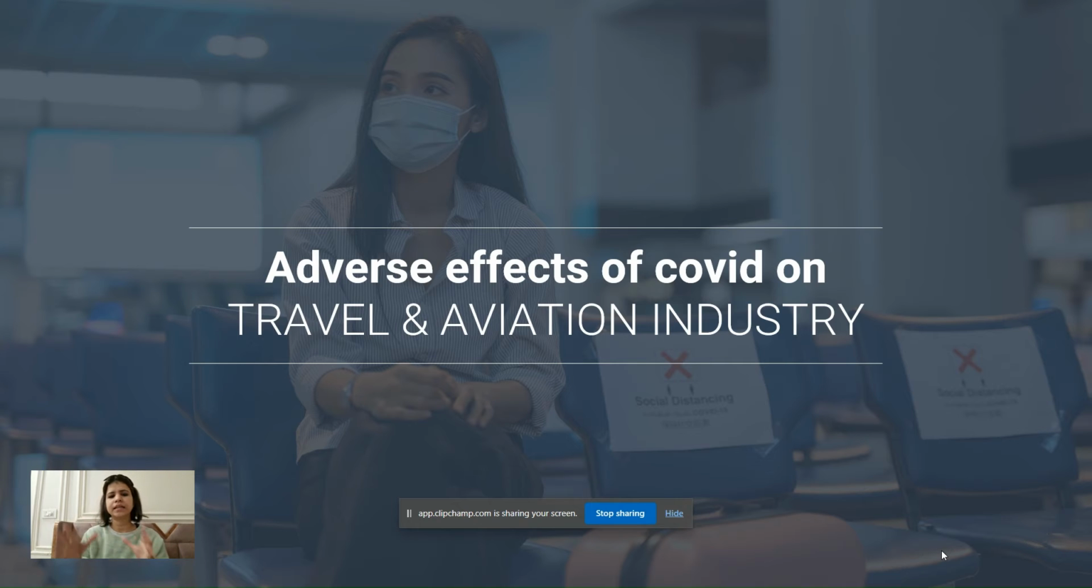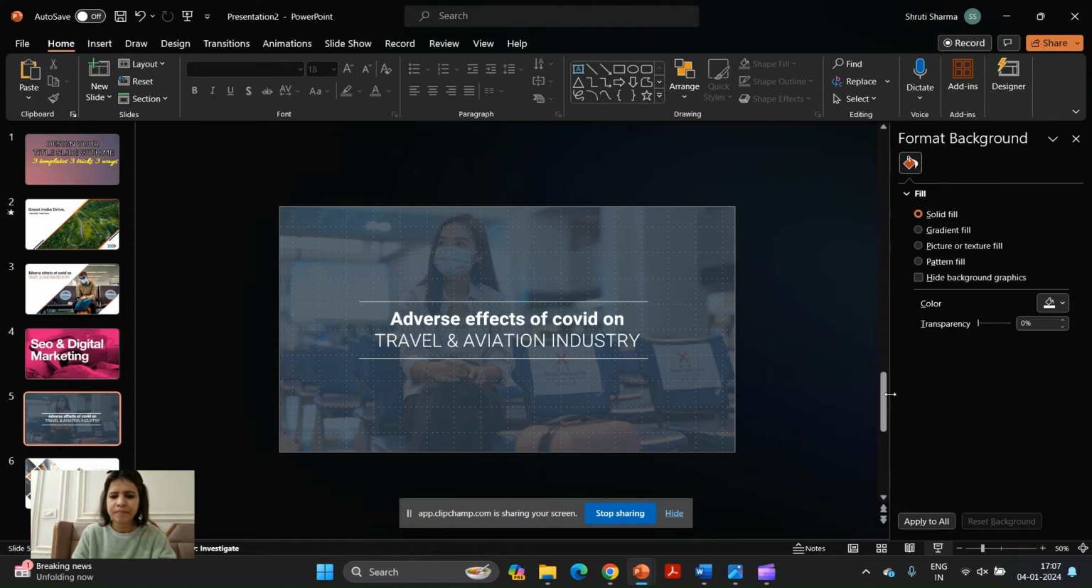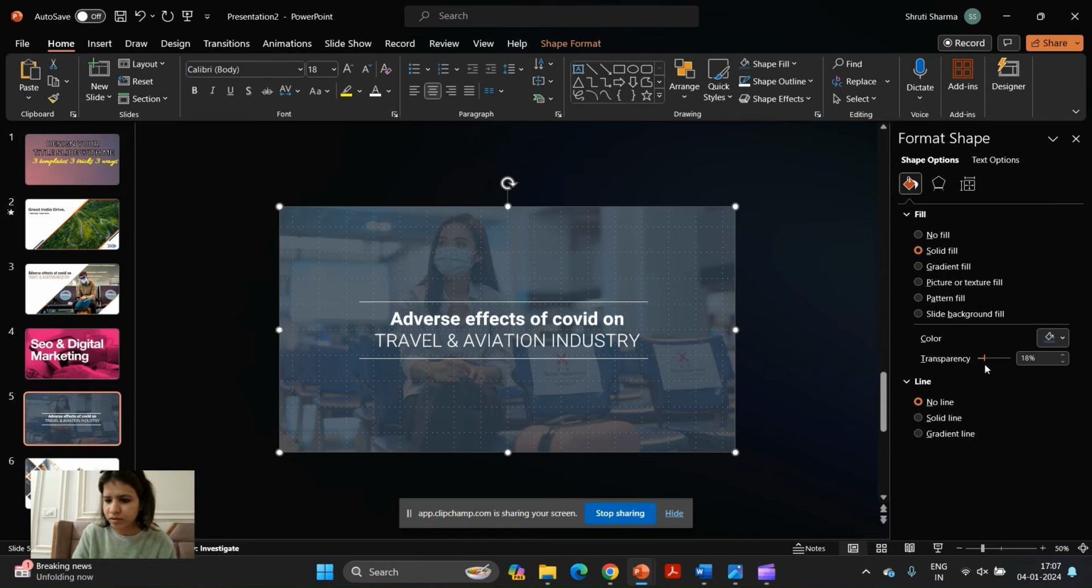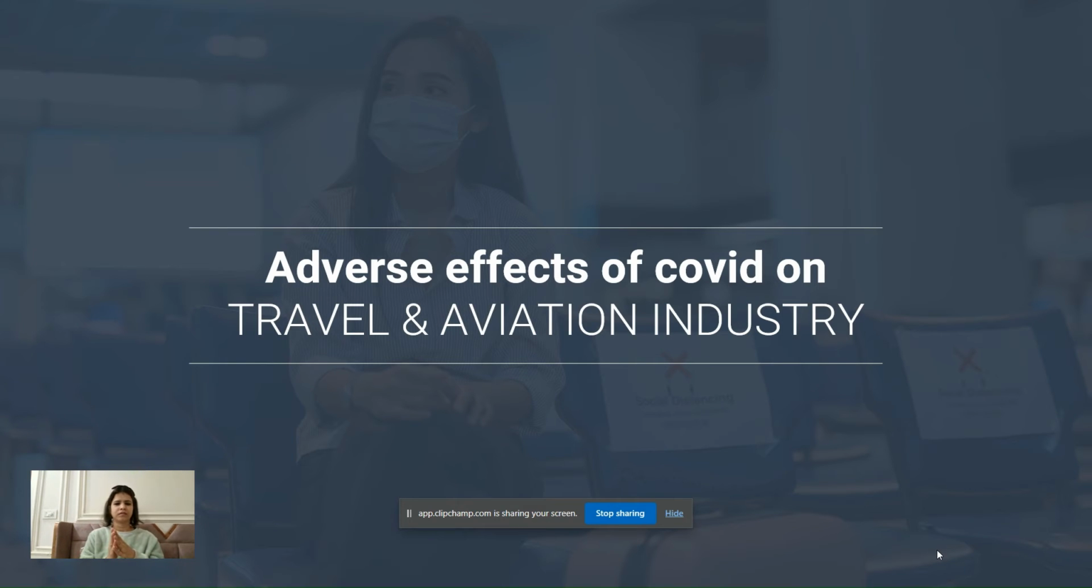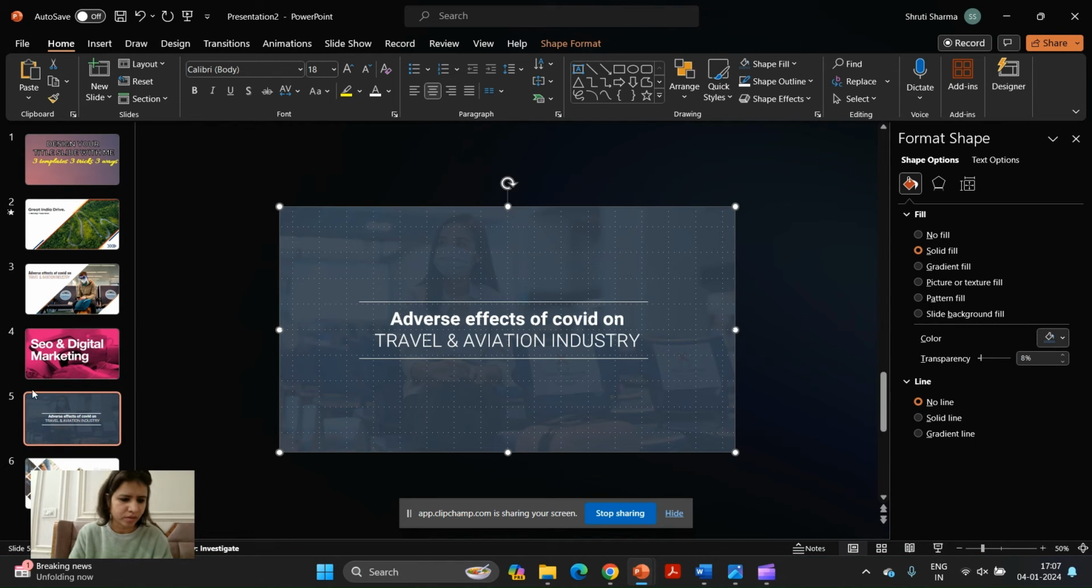Now, this is my second template for the title slide. Very simple but effective. So you can see the picture in the background, but your text is still the hero. If you want to further decrease the transparency, you can do that. Like, look at this. So that's your second option.